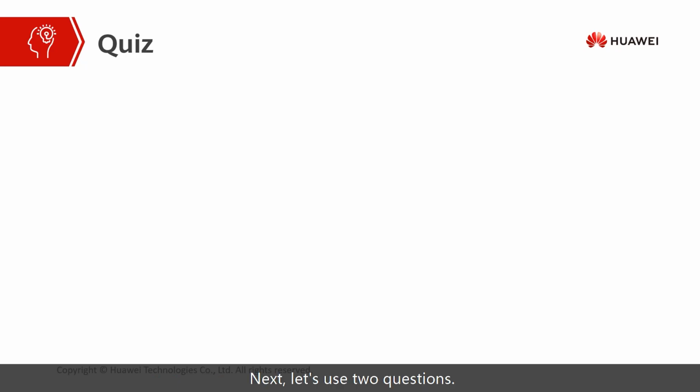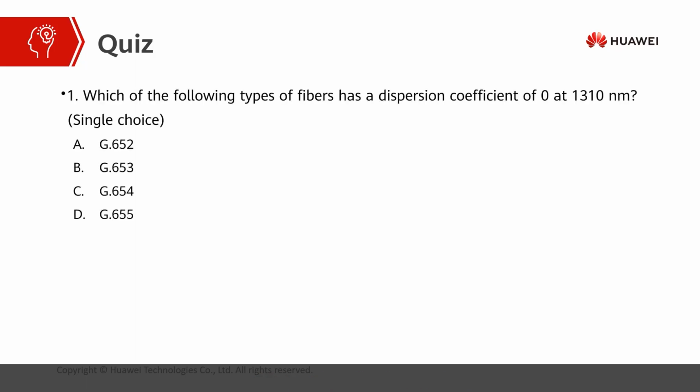Next, let's use two questions to consolidate the content of this section. First, it's a single choice question. Which of the following types of fibers has a dispersion coefficient of 0 at 1310 nanometer? A. G.652, B. G.653, C. G.654, D. G.655.